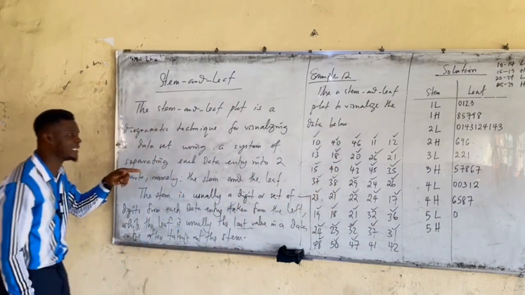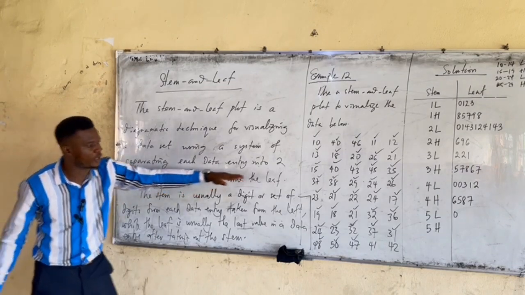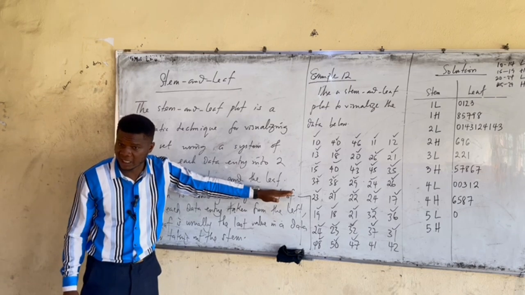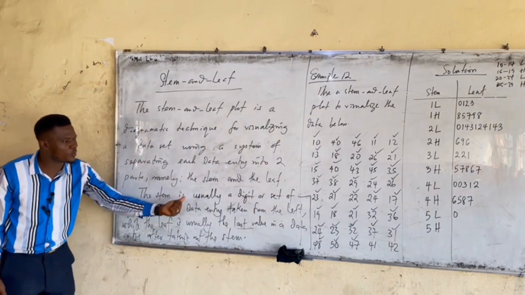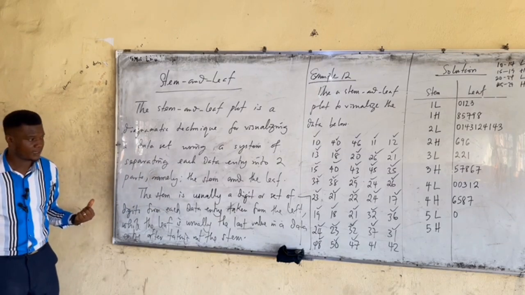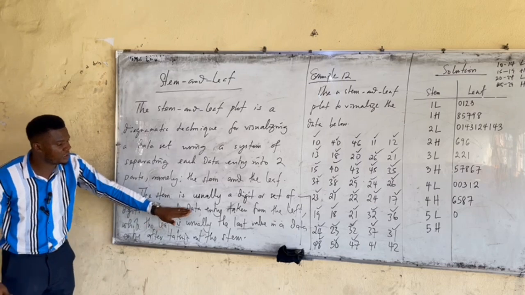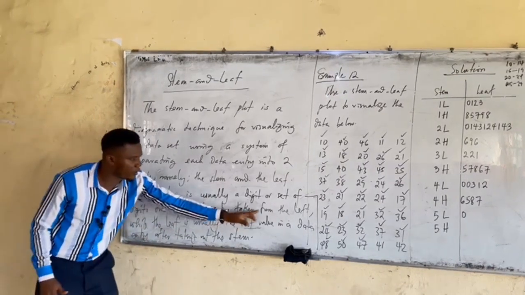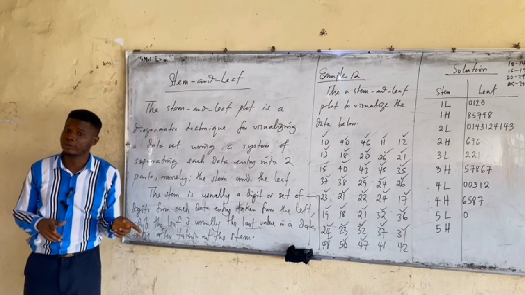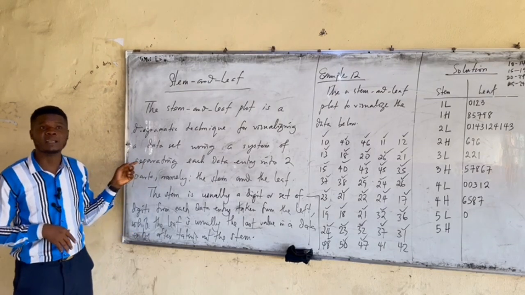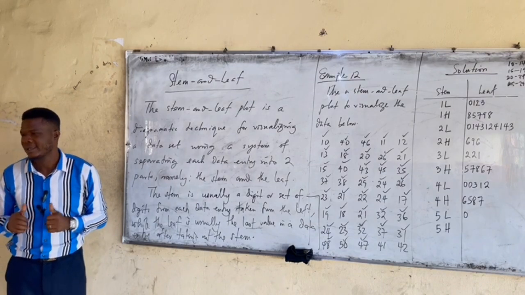Now, by separating each data entry into two parts, one part called the what? The stem, and the other part called the what? The leaf. Is it clear? Now, what did we say? We said that the stem is usually a digit or set of what? Digits from each data entry taken from what? The left. Some textbooks or online sources will tell you that when you use stem and leaf, you are using what we call their place values. They are not wrong.